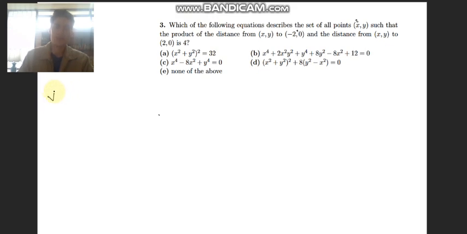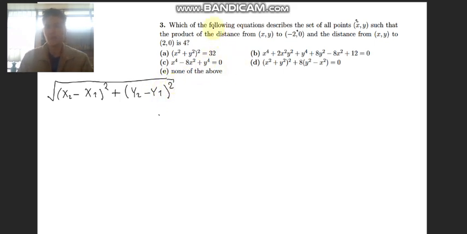The formula of distance between two points is: the square root of (x2 minus x1) squared plus (y2 minus y1) squared, and that's the whole formula. So we can substitute the numbers we got and multiply it. So let's put it in here.